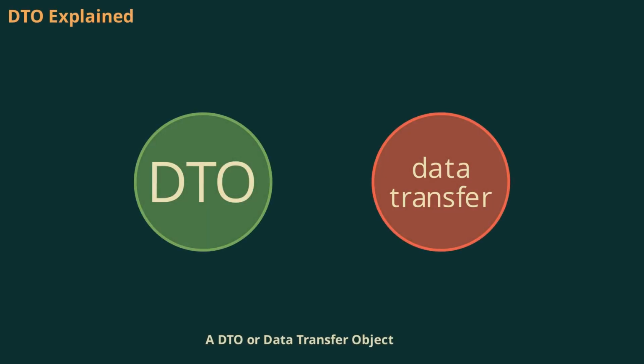A DTO, or data transfer object, is used to transfer data between layers in your application. DTOs help avoid exposing entities directly, resulting in cleaner API contracts and better version control. This pattern is widely used in enterprise applications to maintain separation of concerns.